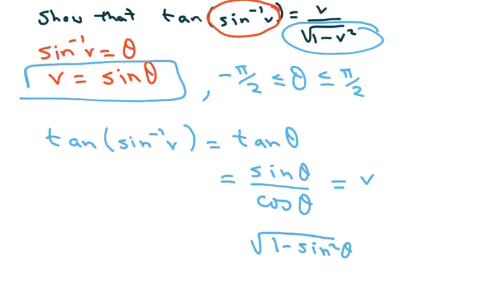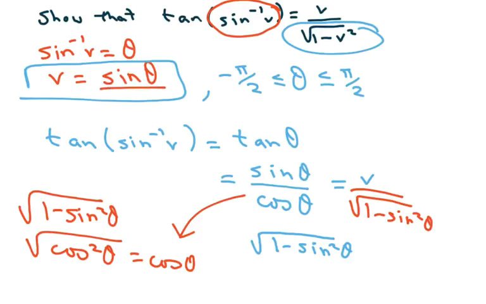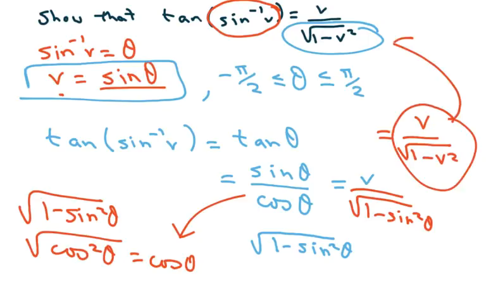Let me put it off to the side here. The square root of 1 minus sine squared of theta is the same thing as the square root of cosine squared of theta, which equals cosine of theta, which is what we wanted. So I can write this as over the square root of 1 minus sine squared of theta. But my sine of theta is V, so instead of sine, I'm going to write V. So I have V over the square root of 1 minus V squared, which is our desired result.